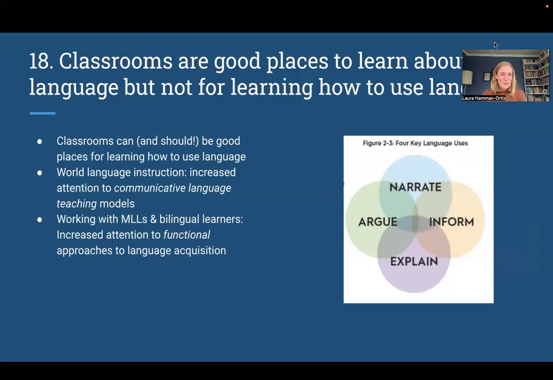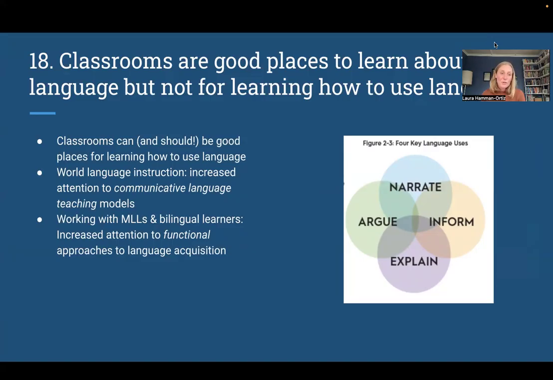From a world language instruction perspective, this means that it's important to increase attention to communicative language teaching models. So to think about how you can create spaces for students to not just learn rules, but have lots of opportunities to practice using the language for different meaningful purposes. So maybe thinking about how you would order something at a restaurant rather than just, this is the present tense of the verb, now let's conjugate it.